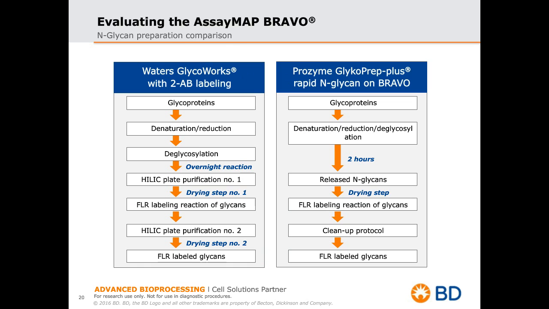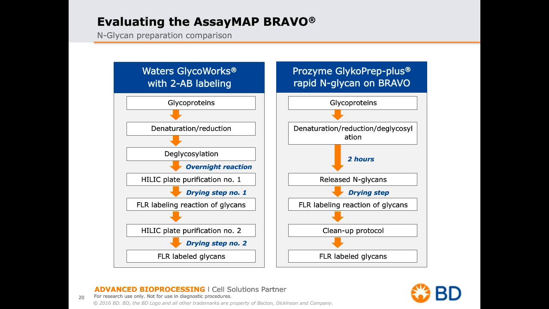So this slide outlines the main differences between the 2 N-glycan preparation methodologies. I've already covered the manual approach, which is shown on the left side of the slide. The automated approach has a few key differences which I will outline now. The denaturation, reduction, and deglycosylation can all be completed in just a few hours. This is achieved by combining the on-cartridge immobilization of the glycoprotein together with the deglycosylation step.